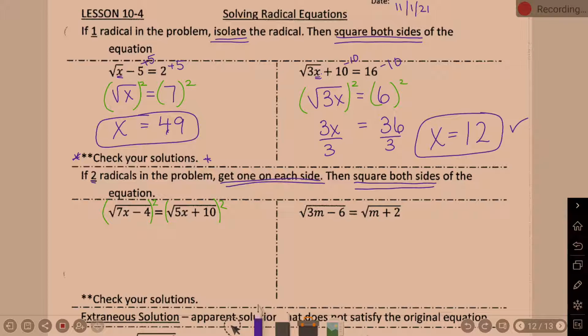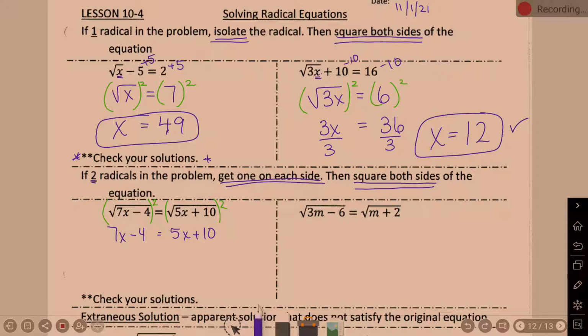What happens when we square a square root? It's the original thing, whatever you get under the radical. So when we square the square root, we get 7x minus 4 equals, when we square the other square root, we get 5x plus 10. And now we have a typical equation with variables on both sides. That's nice, isn't it? We just get to work it.